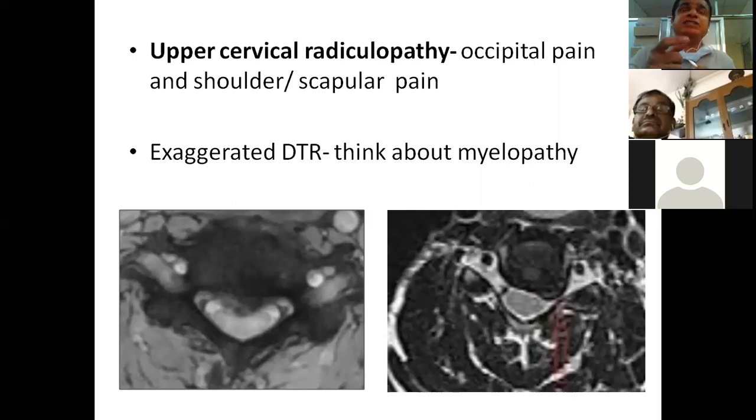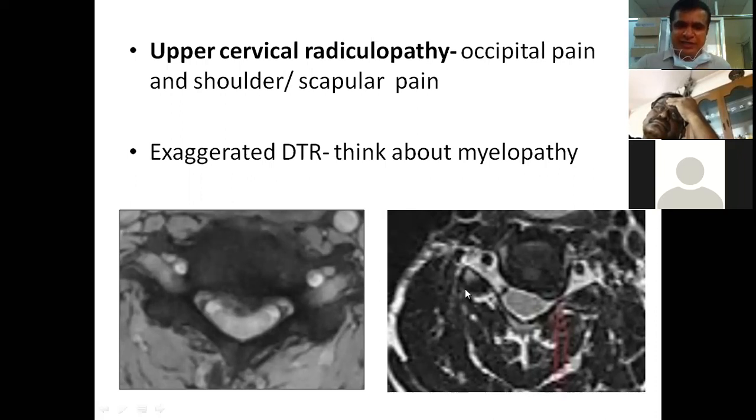But in some conditions, if there are abnormal exaggerated reflexes, you should think about myelopathy. So if the patient has neck pain and radicular pain with exaggerated reflexes, we should think that the patient is having some sort of myelopathy.